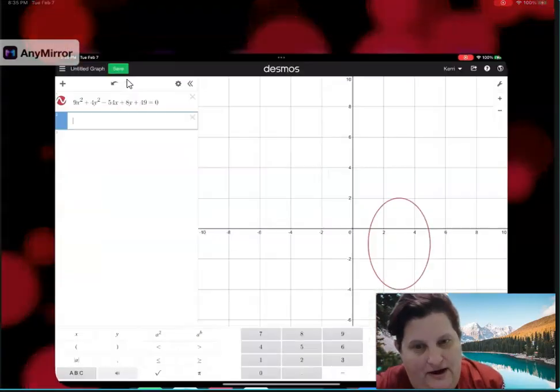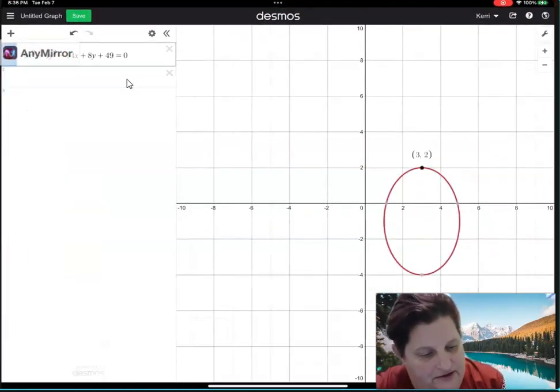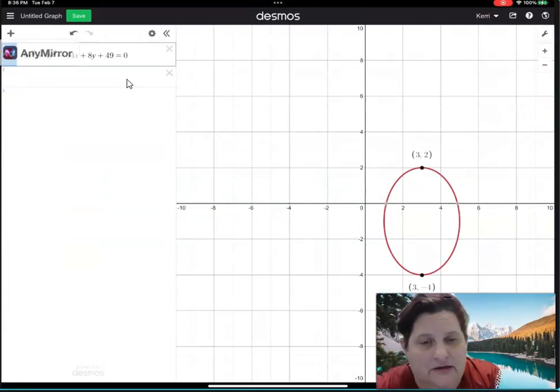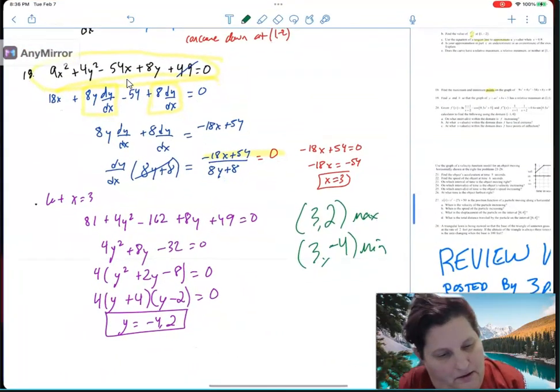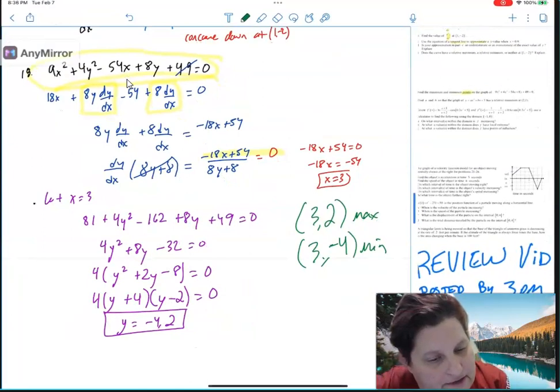I went ahead and graphed this so you could kind of see, right? It's my absolute max and relative max, right? And then that's also my relative min and absolute min, okay? All right, nice.